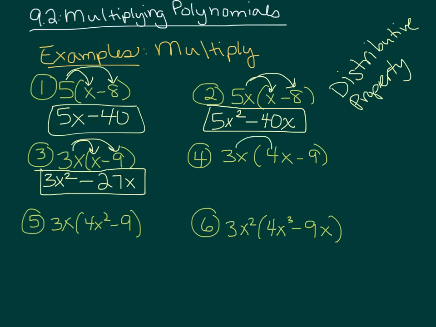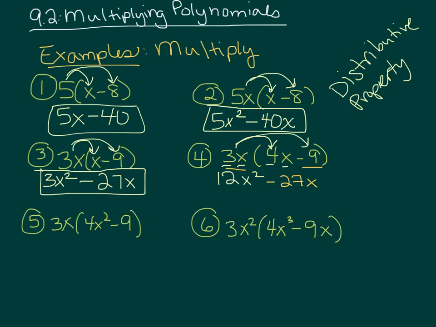Number 4, I think, goes one step further. So we're going to distribute this 3x to both the 4x and the 9. So we start with the 3x times the 4x. First thing that we're going to do is 3 times 4, which is 12. Next thing we do is x times x, which gives us x squared. For the second part of this problem, we're just going to do the 3x times the minus 9. That gives us minus 27x. And that's all we do for that one.